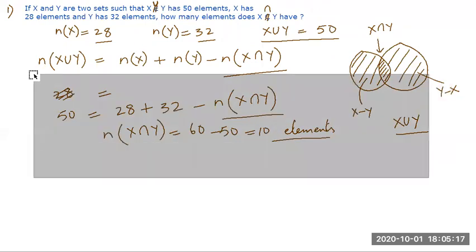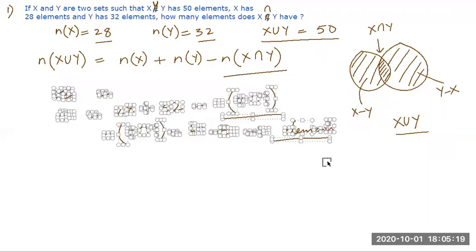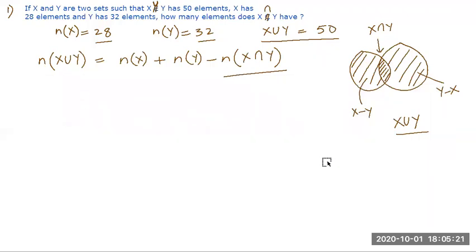This sum can be done by another method also. What is the method? Can you suggest what is the method, students?